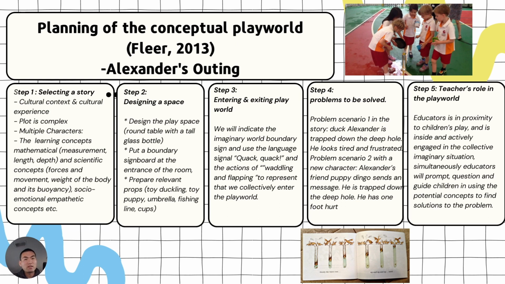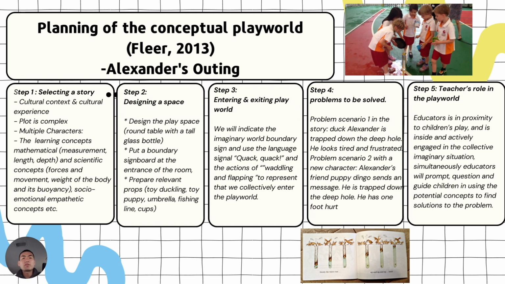And step 2, designing a space. We carefully design a play space, indoor or outdoor, with a table and a tall glass bottle. We have incorporated the boundary sandboard at the entrance of the room and carefully prepared the props. Step 3, how we can enter and exit the play world. We indicate the world boundary sign, as well as using the language sign quack quack, and the actions waddle waddle waddle to signify that we collectively enter the play world.